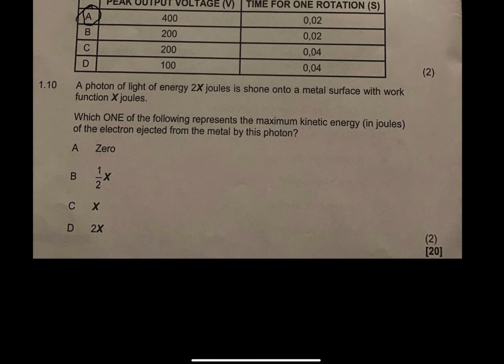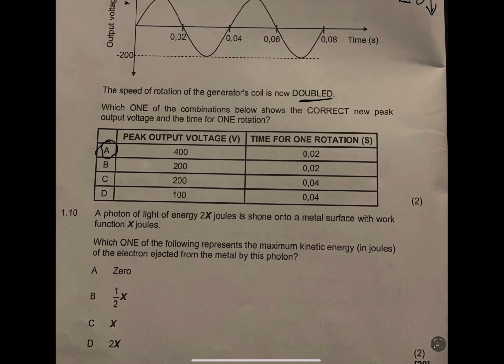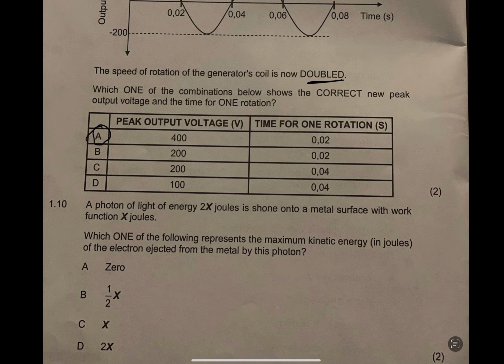Okay, and then the final question. All right, now they say to us, a photon of light. Okay, let me just increase that a bit. A photon of light of energy 2x is shone onto a metal surface with work function x joules. Which one of the following represents the maximum kinetic energy of the electron ejected from the metal by this photon?